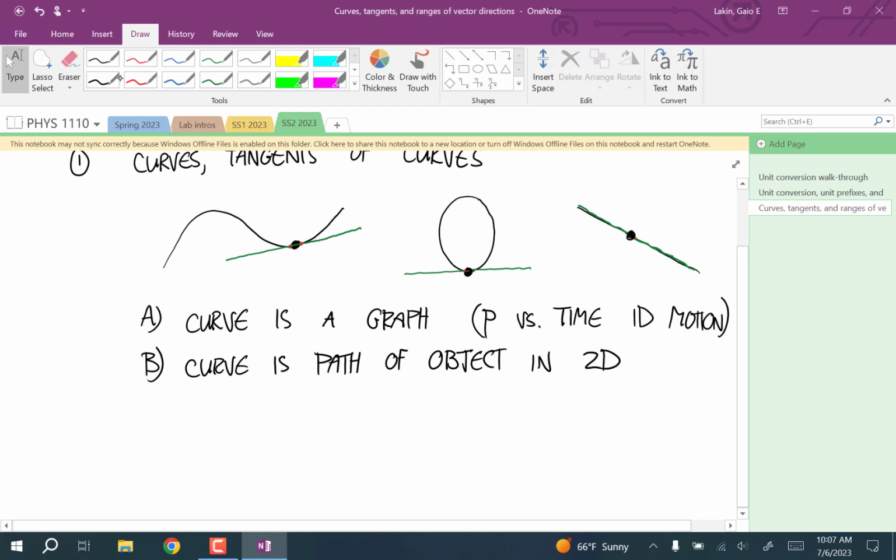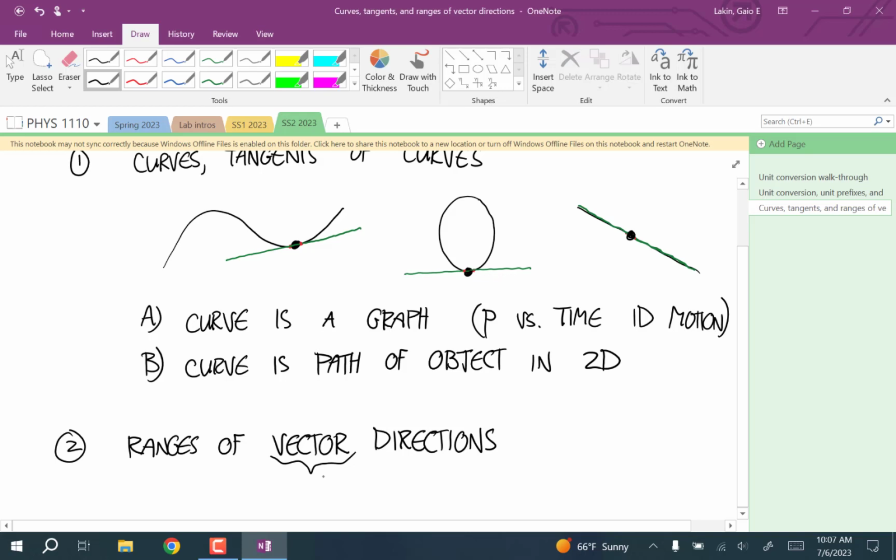And then the second big category that we're going to be dealing with today is ranges of vector directions. This one's going to be pretty simple. When I say vectors, for now, just think of those as arrows that show a direction. We'll talk later about what vectors are mathematically.